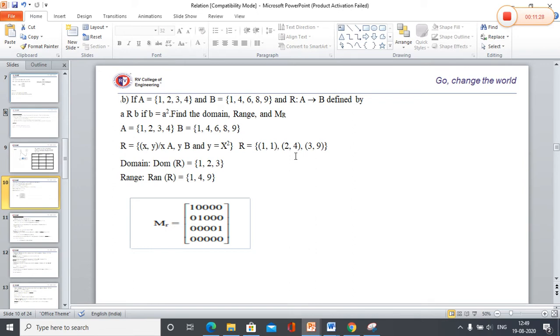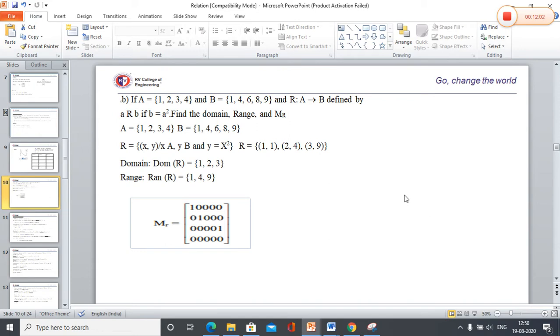So I have to check one by one which ordered pair satisfies this condition. Only those ordered pairs I have to include in the relation. So 2, 4: b is equal to a square. So b is 4, and a square is 4. So 4 is equal to 4. Here 3 square is 9, which is equal to 9. So these ordered pairs satisfy the condition, so they will be included. The rest of the ordered pairs won't satisfy it, so we need not include them. So this is the relation.